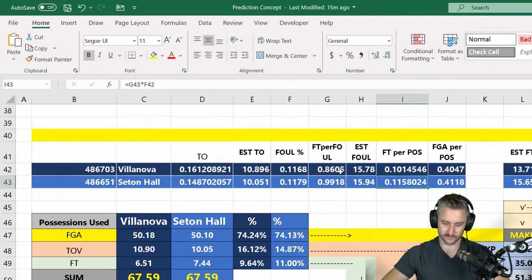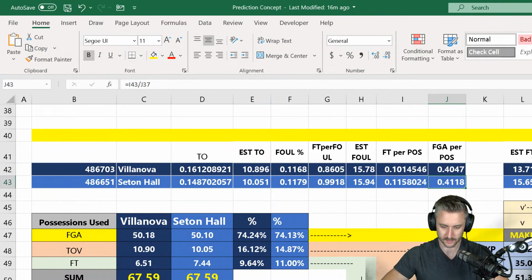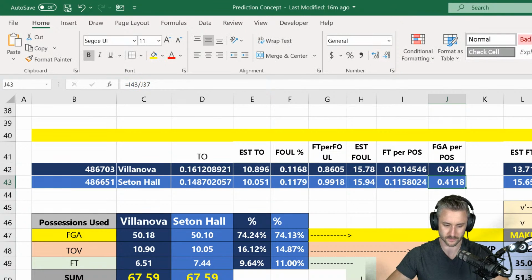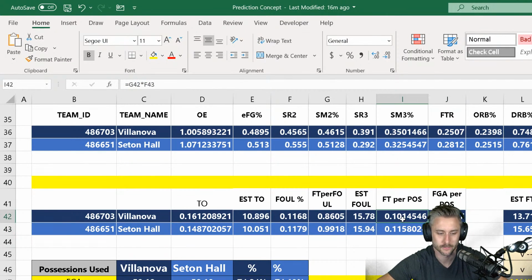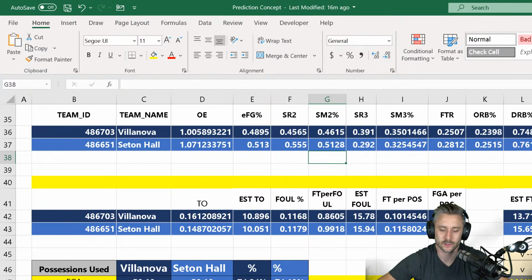It's simply multiplying the free throws per foul times the foul percentage, and then field goal attempts per possession. This is important. I calculate that I-42 divided by J-36. Got to go back up here. So, okay. I calculate the field goal attempts per possession by this.